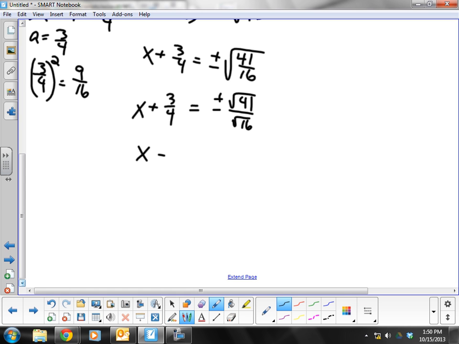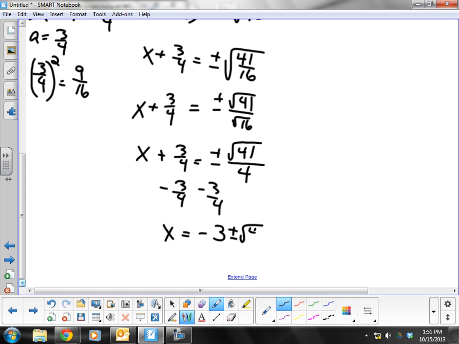And so I've got x plus 3 over 4 is equal to a positive or negative square root of 41 over, what's the square root of 16? 4. And I subtract 3 over 4 from both sides. So x is equal to negative 3 plus or minus the square root of 41 over 4. Right, because they got the same denominator, so I can just list the numerators and put it over that denominator once. Again, don't let the fractions bog you down. It's just the same process.